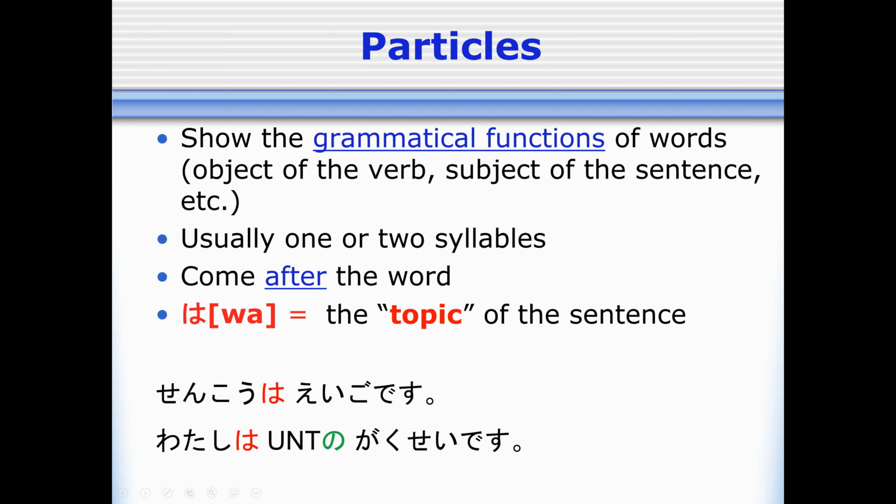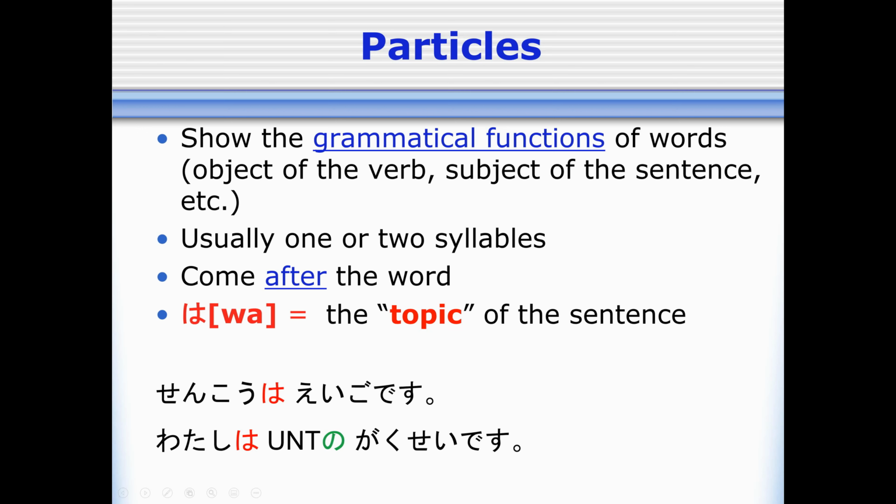The first noun, the one before no, gives us a little extra information about the second noun, the one that goes after no. For example, 私は UNT の学生です。We already know that 私は学生です means I am a student. When we add UNT の, it gives us some more information about what kind of 学生.